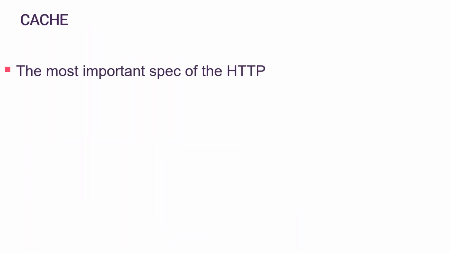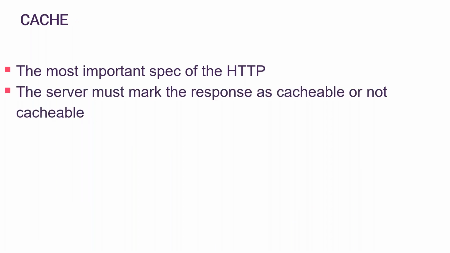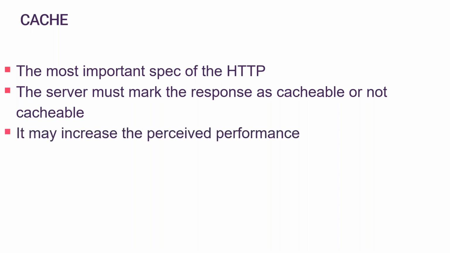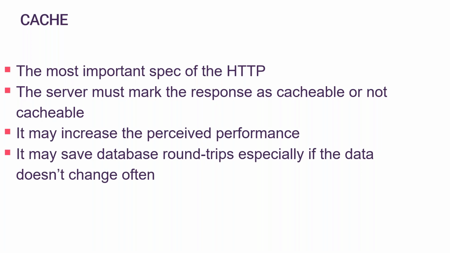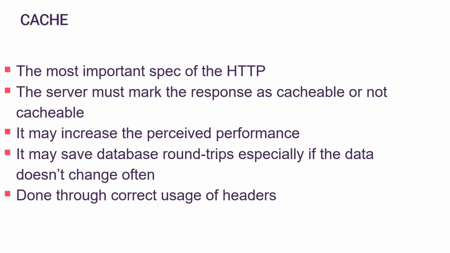Caching. It's said to be the most important spec of HTTP. And what it does is that the server must mark the response as being cacheable, and the client should respect that. And it may increase the perceived performance because it may save database round trips, especially if the data doesn't change often. How it's done is through the correct usage of headers. We're not going to talk about those headers now, but there are a few of them, except cache control, that help the client and the server minimize their round trips.